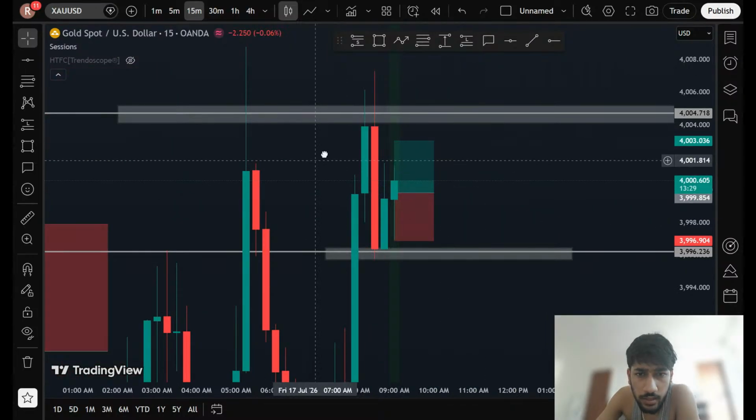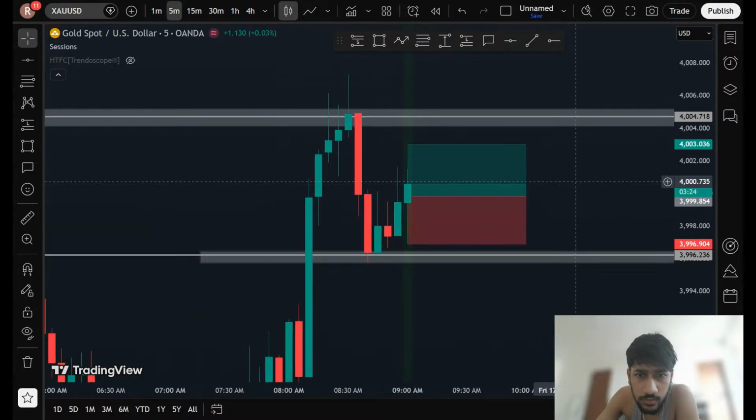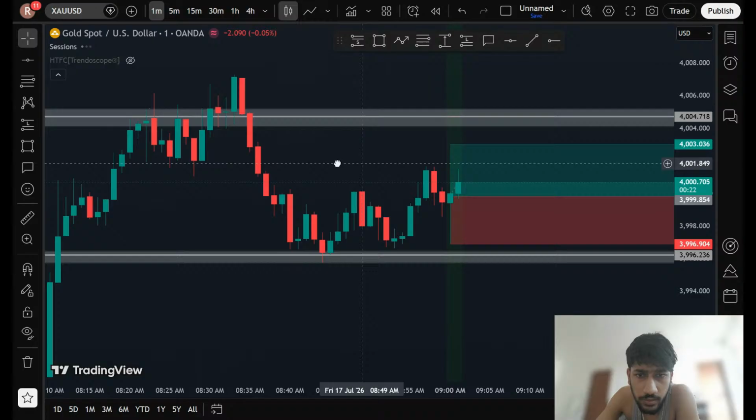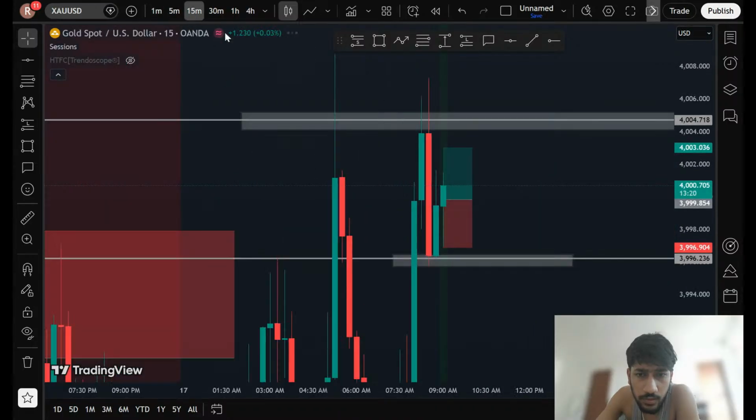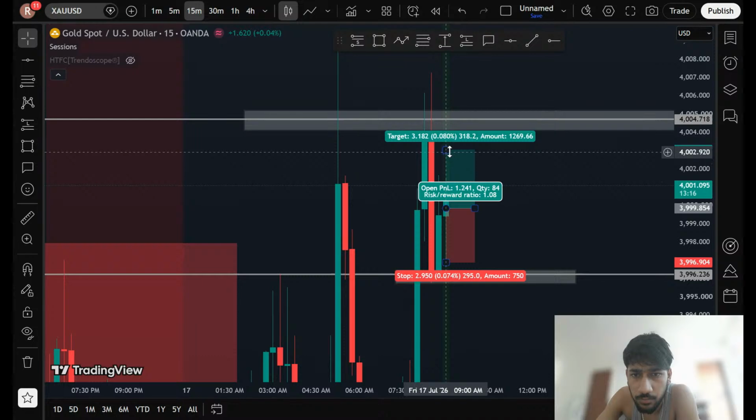It kind of filled this wick. See, it filled this wick, and I'm expecting it to drive up a little bit.